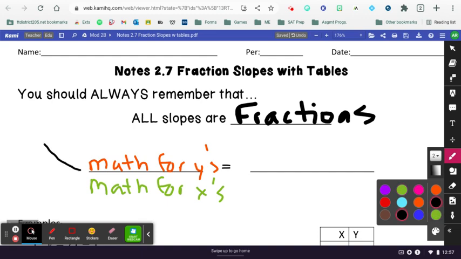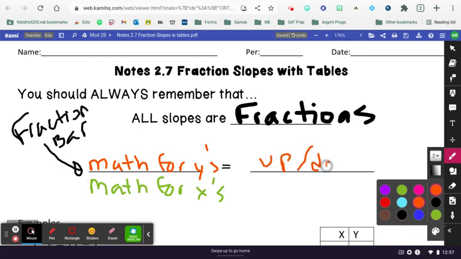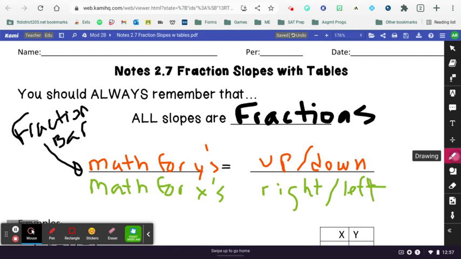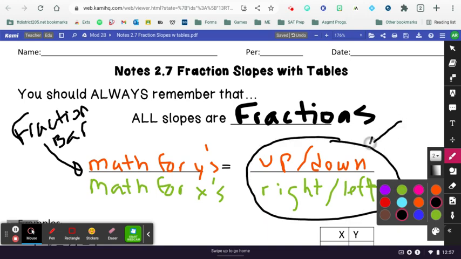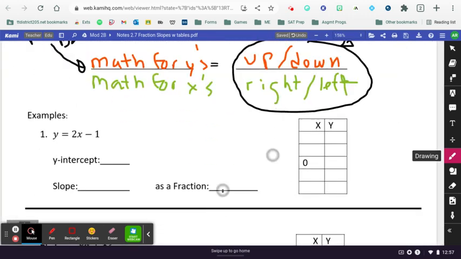And another thing you should note, in case you didn't, is that this line here is the fraction bar. Sorry for my handwriting today. Now later, the top of the fraction will tell you to go up or down. The bottom of the fraction will tell you to go right or left. And this other side here is for when we are graphing. So let's go forth and look at some more.